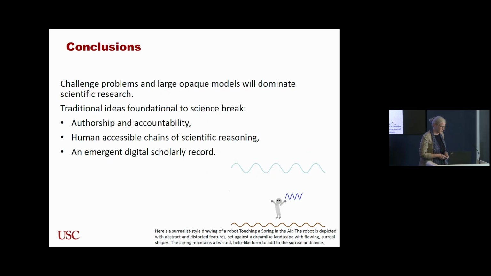Okay, so my conclusion. Challenge problems and large opaque models will dominate scientific research. All of these ideas that are traditional to science, that we can't even imagine a world without, are going to just go by the wayside: authorship, personal accountability (not no accountability, but personal accountability by an author), human accessible chains of scientific reasoning. And then we're faced with this emergent scholarly record, and my call is that we could perhaps have an opportunity to be proactive about what that native digital scholarly record looks like now, before it's also just a bucket of digital detritus. Okay, I'll stop here. Thank you.